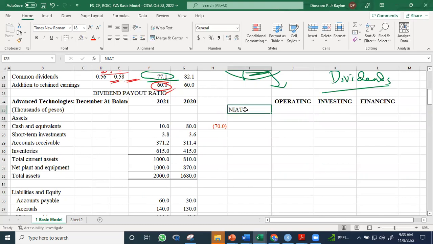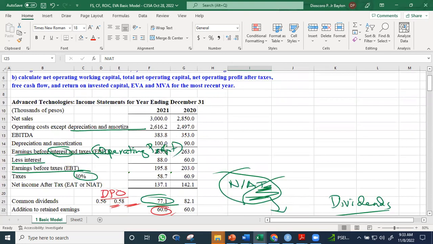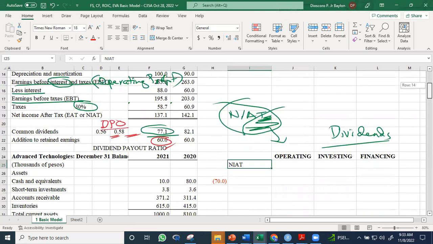So we pick up the net income after tax from the income statement, because that's where you get the net income after tax. And we know that the net income after tax is this amount, 137.1. So where do you think this will fall under? Will the net income after tax fall under operating, investing, or financing?